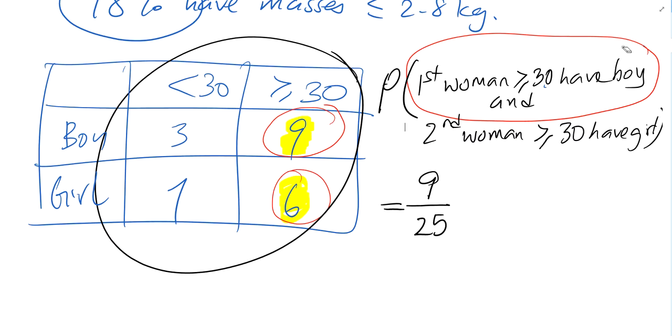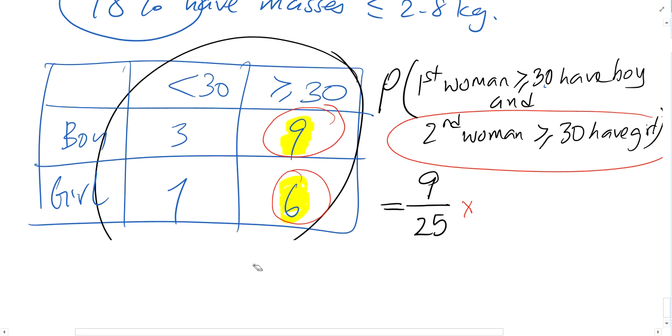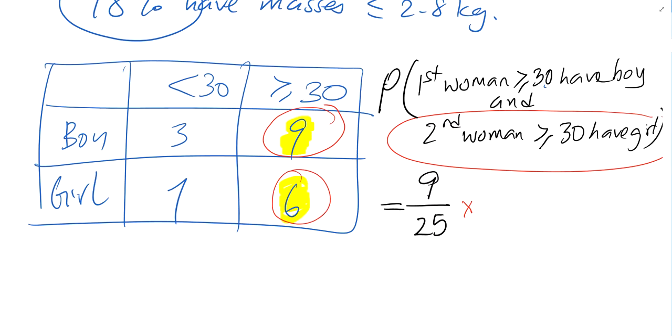Okay, so this one done already. So there is an N. N refers to multiply. Now I require second woman more than or equal to 30 years old but have a girl. So how many of such women are there? 6. Okay, so 6 out of 24. Are we done?